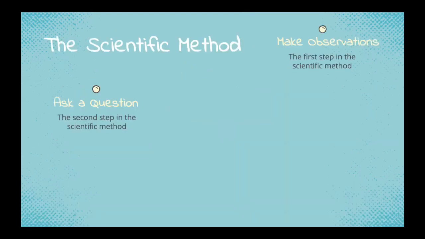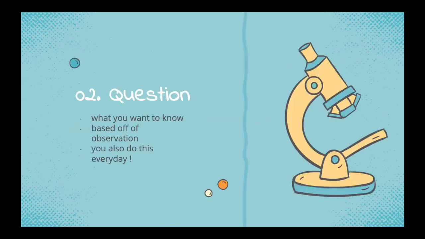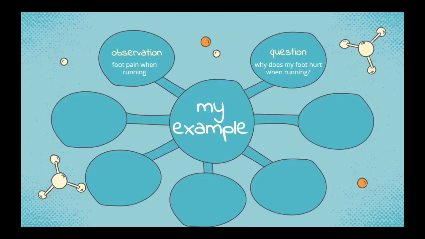The second step in the scientific method is to ask a question. This question is supposed to be based off of your observation from the first step. It's something you just want to know. So back to my example, my question would be, "Why does my foot hurt when I go running?"